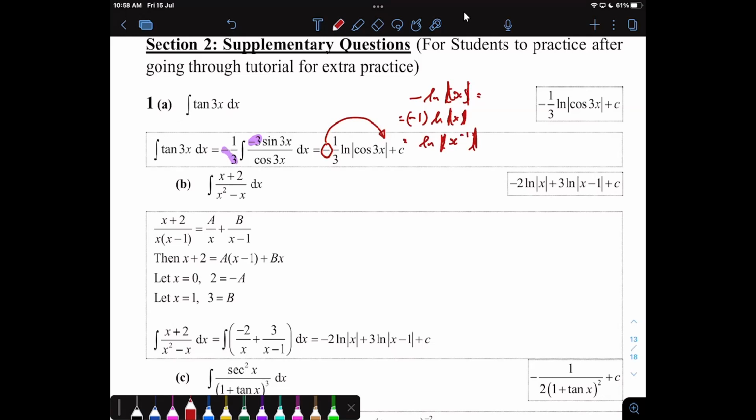So now if you bring it back in, what do you get? You get 1/3 of ln of modulus of cosine 3x, bracket the entire thing, power -1 plus c. The reciprocal of cosine 3x means 1 over cosine 3x, which is secant 3x, sorry, which is exactly what you gave as your answer. So it's correct. Your answer is correct. Sorry, I was wrong. You're correct. Okay, good.